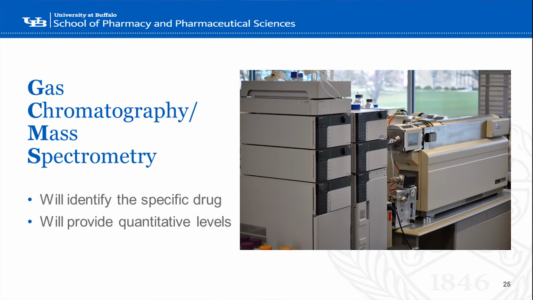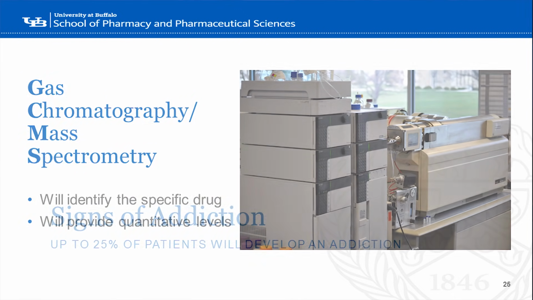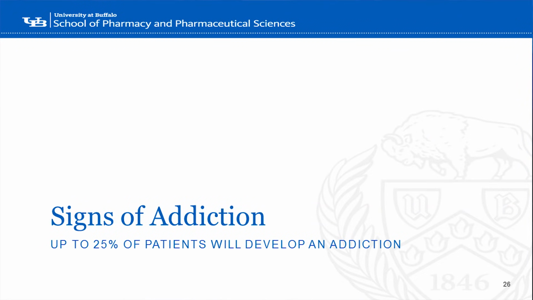Gas chromatography and mass spectroscopy remain the gold standard of toxicology testing because it will identify the specific drug that's in the urine. The immunoassays will only look at the class of drugs and may not actually give you the exact drugs. But GCMS will give you the specific drug at a quantitative level in the urine. The signs of addiction.